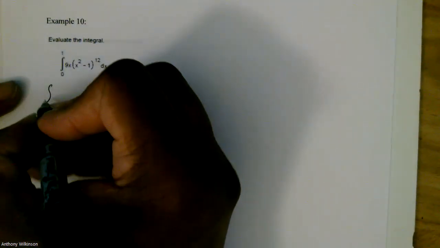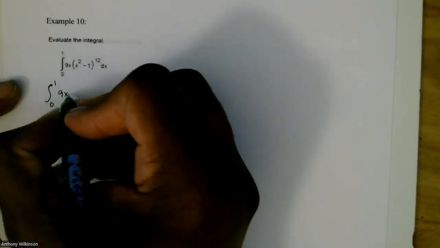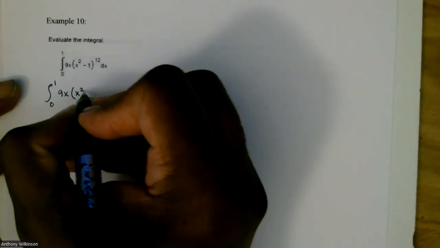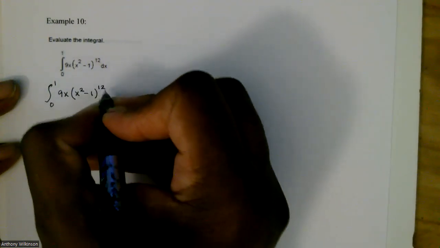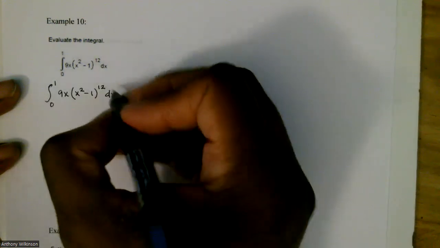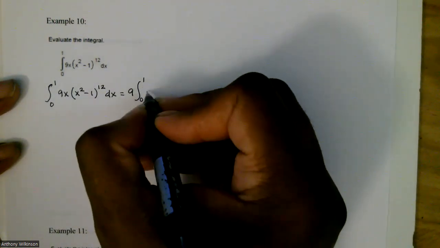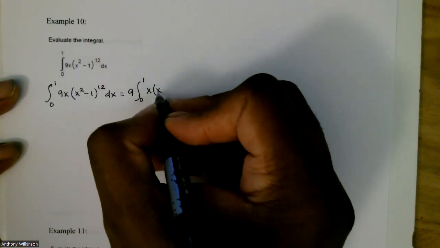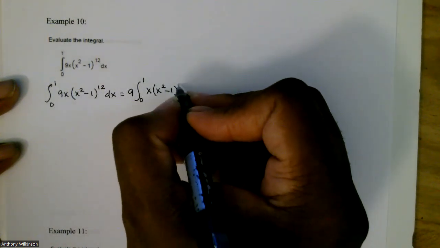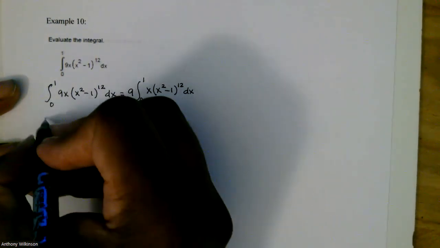And I'll go ahead and rewrite this problem as the integral from 0 to 1 of 9x times (x squared minus 1) raised to the 12th dx. That 9, I can pull that out in front. So it'd be 9 times the integral from 0 to 1 of x times (x squared minus 1) raised to the 12th dx.